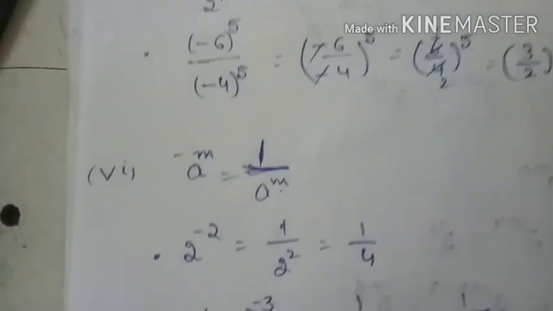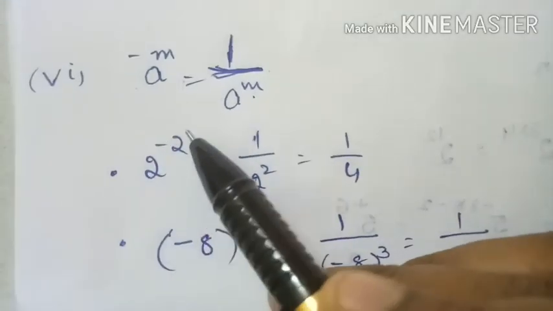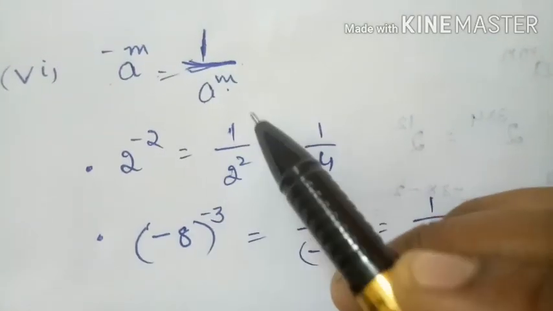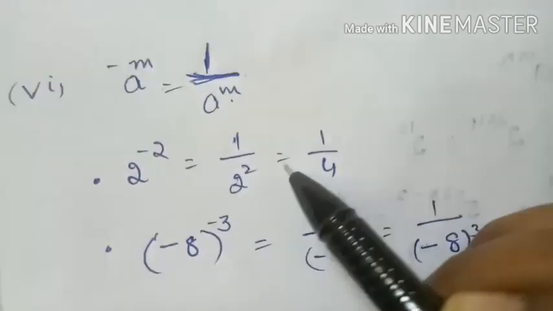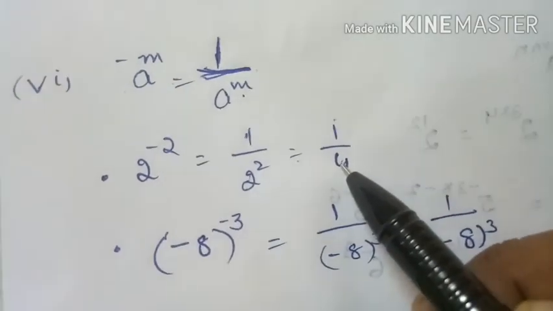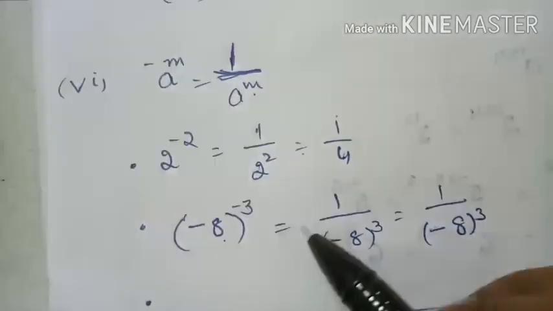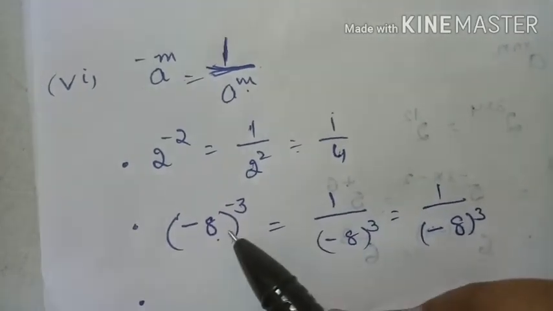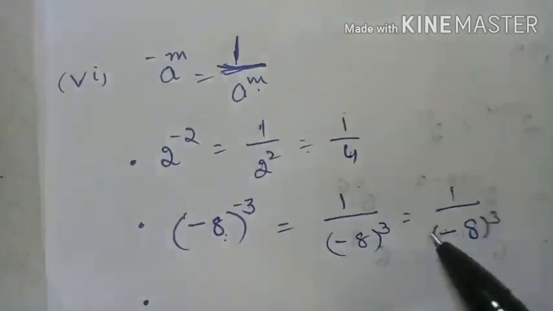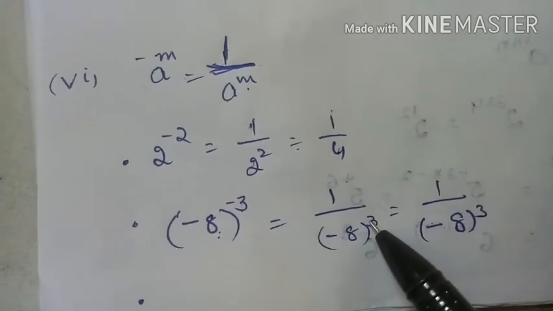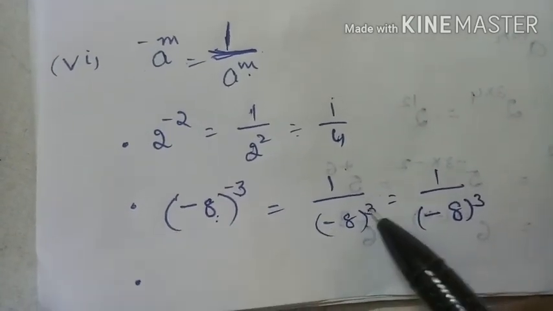Clear? So 2 power of minus 2, that is equal to 1 by 2 power of 2, that is equal to 1 by 4. Next, minus 8 whole to the power of minus 3, that is equal to 1 by minus 8 whole to the power of plus 3. Clear? Yes.